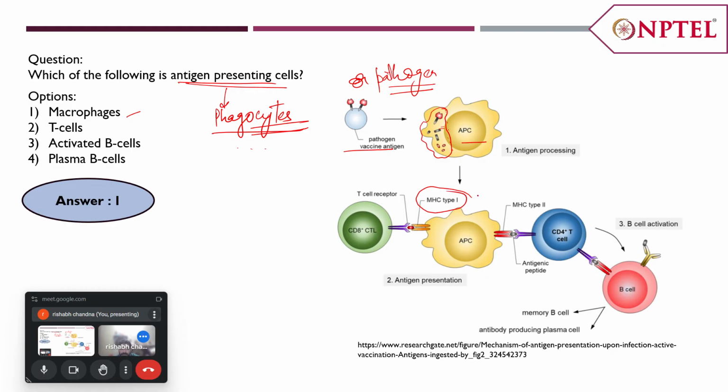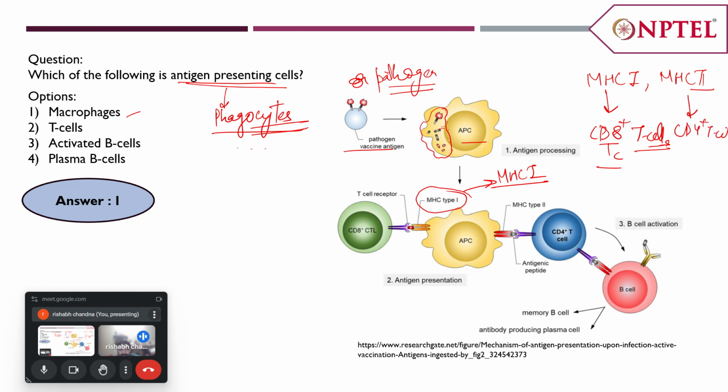There are two kinds of receptors, MHC1 and MHC2. These are major histocompatibility complexes. MHC1 presents the antigen to CD8 positive T cells, which become the cytotoxic T cells, and MHC2 presents it to CD4 positive T cells, that are T helper cells.